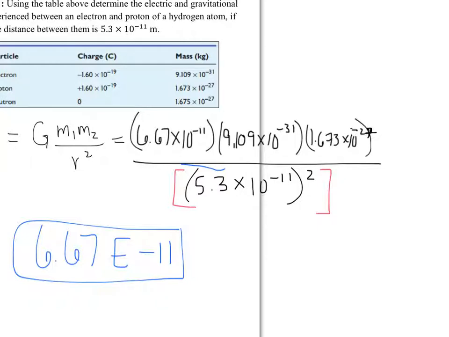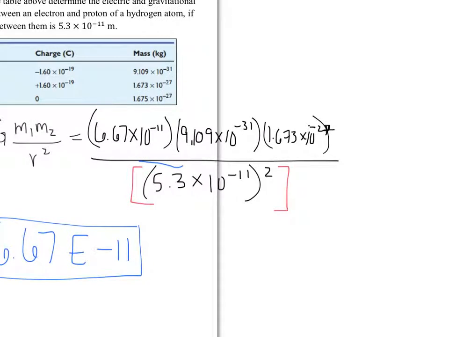So you need to take this answer from up here and divide by this quantity, squared, in parentheses. What do we get as an answer? Somebody else? Mike. I got 3.6 times 10 to the negative 47. That's it, Mike. Very good. 3.6 times 10 to the negative 47.